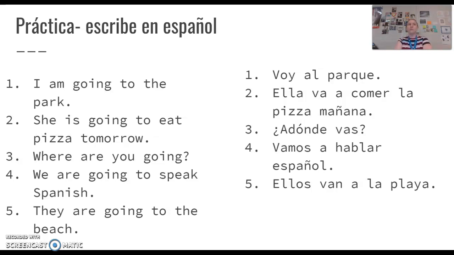Oh, what are you going to do tomorrow? I'm going to go to the mall. Voy a ir al centro comercial. Okay, so don't feel like that is wrong, because it isn't.